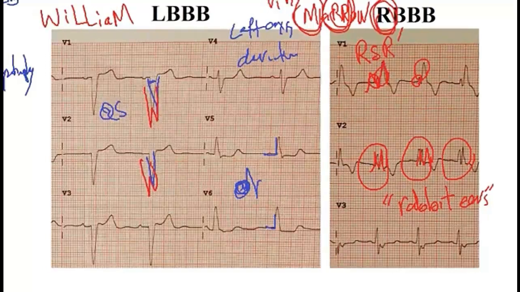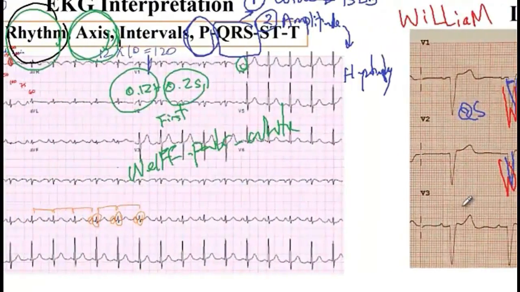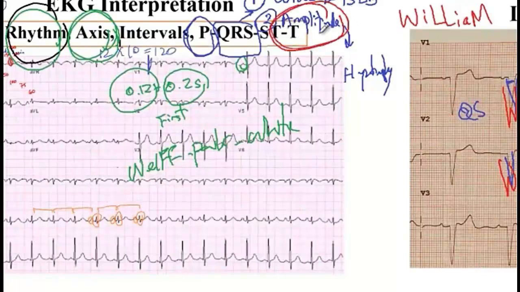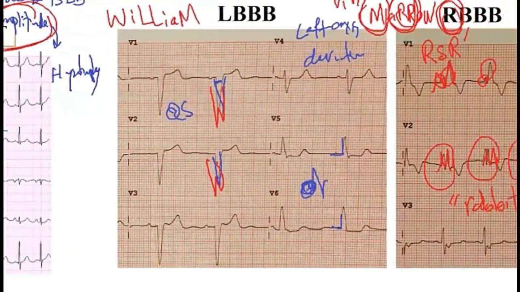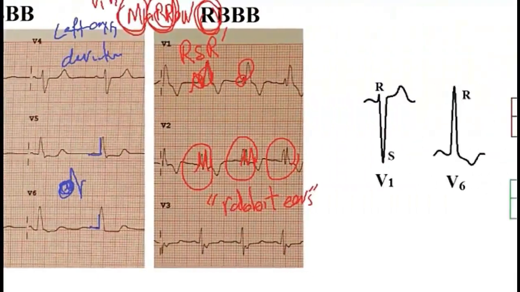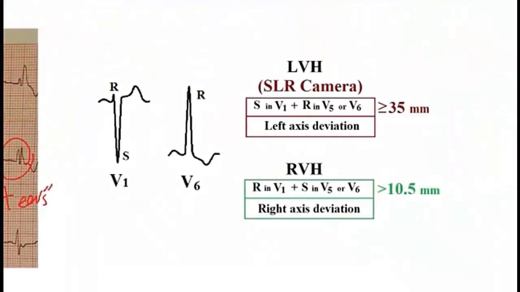Now back to the first EKG that I showed you. I mentioned that the QRS can tell you about how wide it is, and 2 about the amplitude. So how wide it is will tell you about the bundle branch block, which we just discussed, left versus right. Next, I would like to discuss ventricular hypertrophy. So here we have the left versus the right ventricular hypertrophy.